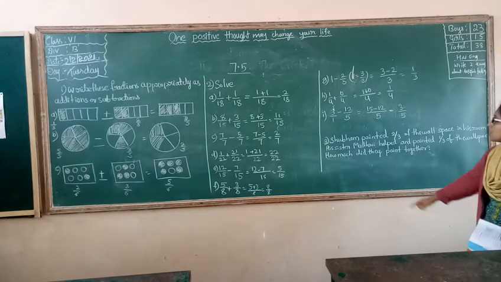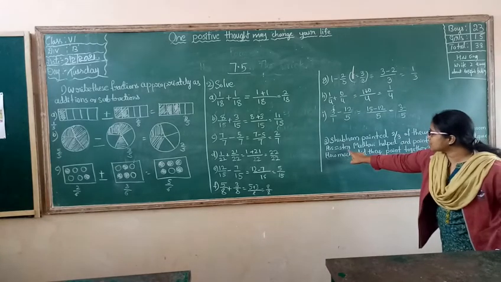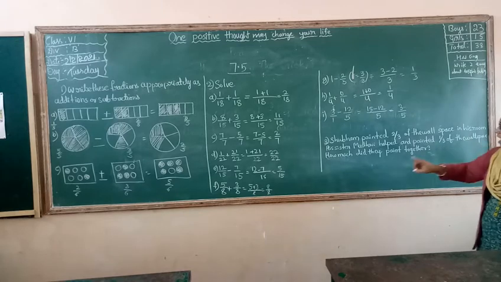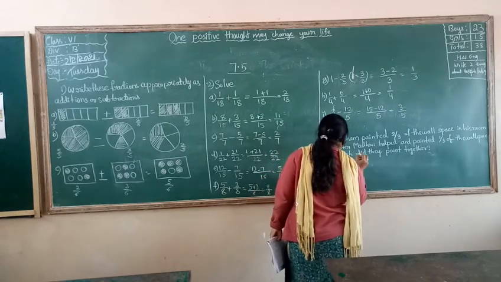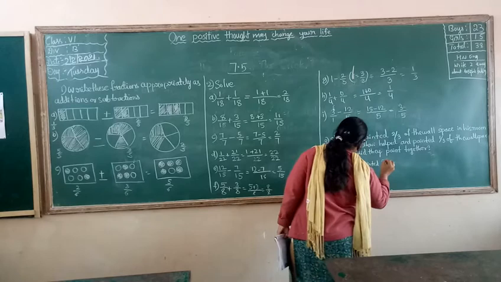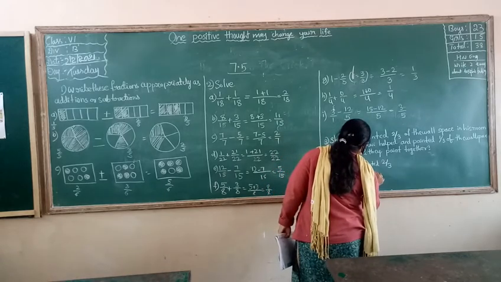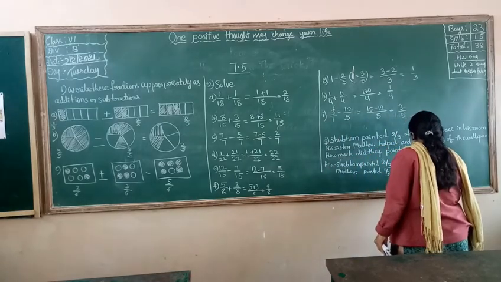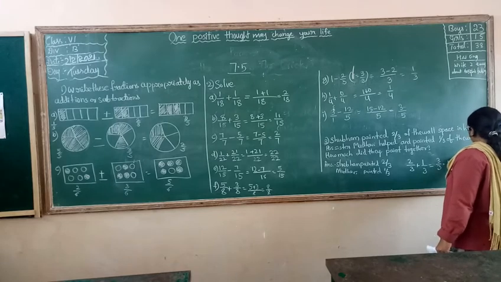And the third question: Shubham painted 2/3 of the wall space in his room. His sister Madhuri helped and painted 1/3 of the wall space. How much did they paint together? So the answer is: Shubham painted how much? 2/3. And Madhuri painted how much? 1/3. So add these two. 2 by 3 plus 1 by 3 becomes 3 by 3. It is 1.